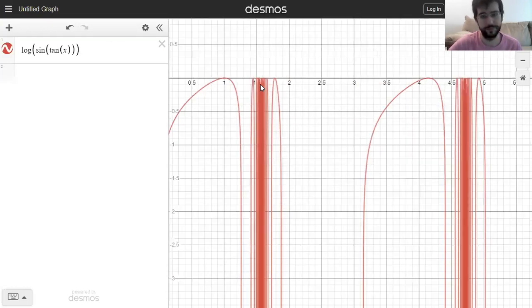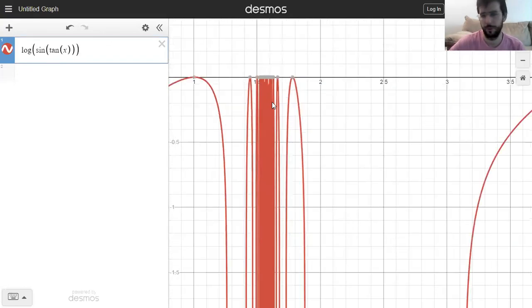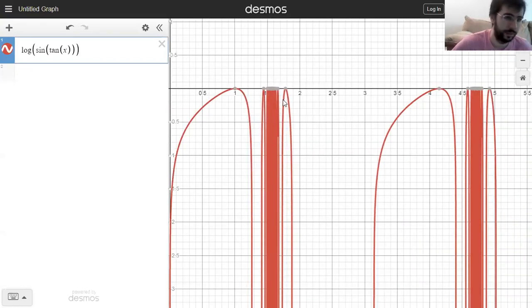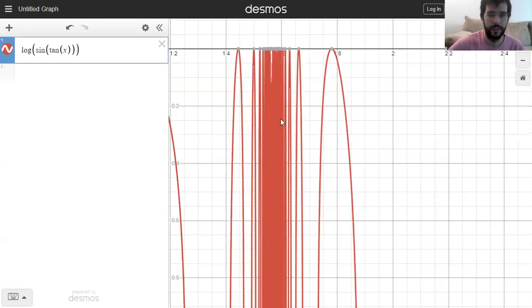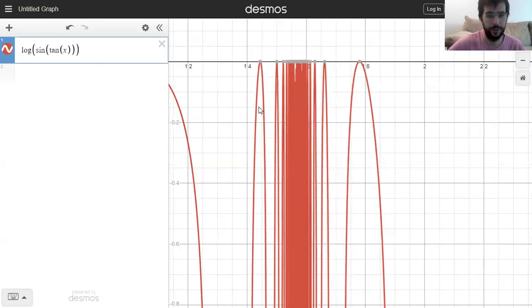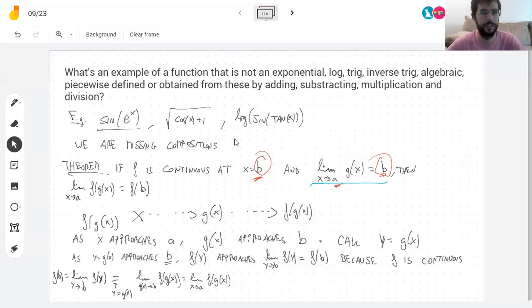But the thing is, clearly there's a very bad point here where the sine of the tangent is 0. A lot of things are wrong with this function. The tangent could be not defined, and there the sine goes crazy. You can't take the log of a negative number. The domain of this function, I think, is pretty complicated. But if we're actually within the domain, the function is continuous. It's clearly having a bad day around here, but here it's continuous, which is what the theorem is telling us.